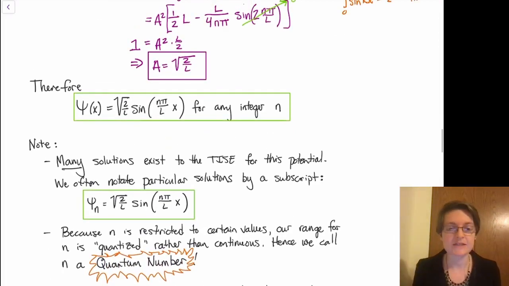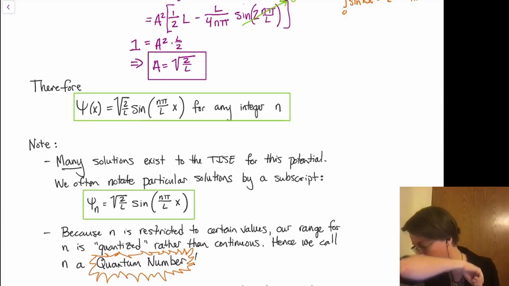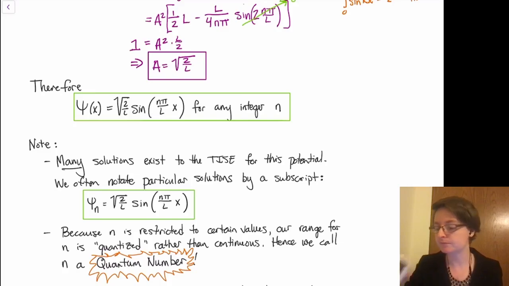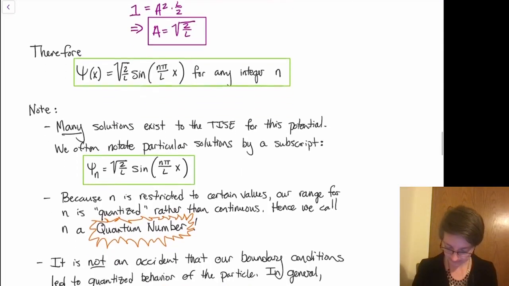Now there's something that we can say that's even a stronger statement about n, and that is bringing this, why do we call quantum mechanics quantum mechanics? Here is why. Because n is restricted to particular values, our range of n is a quantized value rather than continuous. And in fact, to use language that you may be familiar with from general chemistry, we call n a quantum number. So what we would say is that the particle on a line has one quantum number, and that quantum number is n.